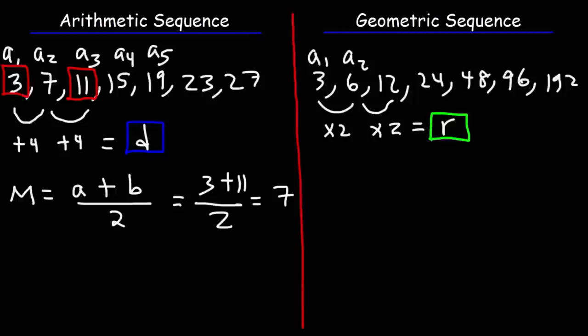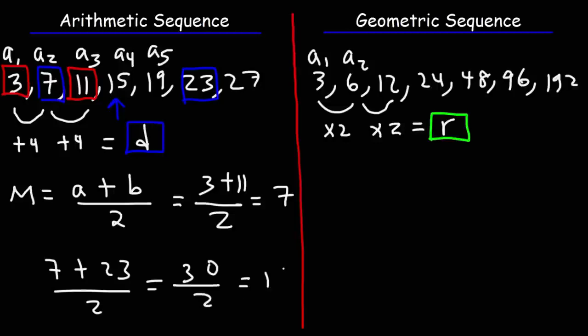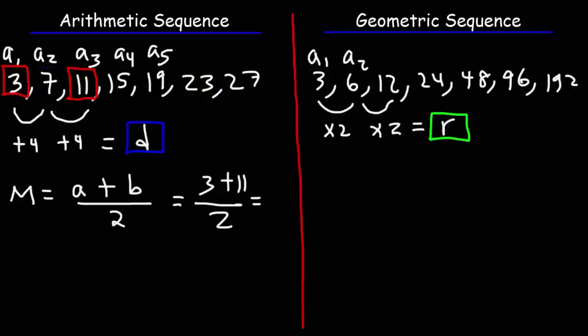Now let's say we wanted to find the arithmetic mean between 7 and 23. It's going to give us the middle number of that sequence, which is 15. So if you were to add up 7 plus 23 divided by 2, 7 plus 23 is 30. 30 divided by 2 is 15. So that's how you can calculate the arithmetic mean. And that's how you can identify it within an arithmetic sequence.